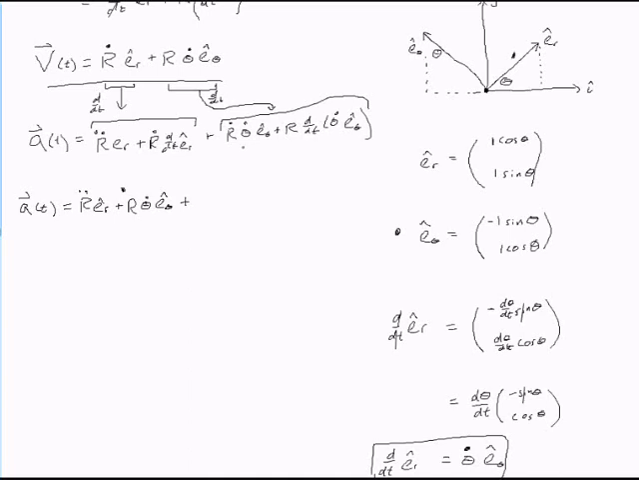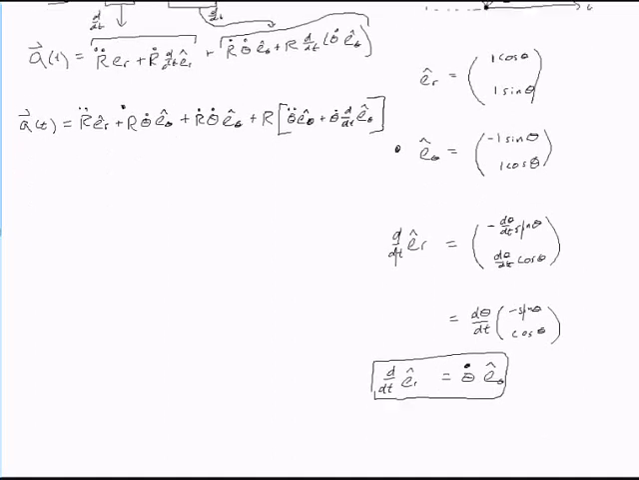Plus, well, I'm just going to add this term. It's just going to be r dot theta dot e theta hat, plus r times whatever the derivative of this is right here. Well, we can use the chain rule again within the chain rule to get theta double dot e theta plus theta dot times whatever the derivative is of e theta hat.